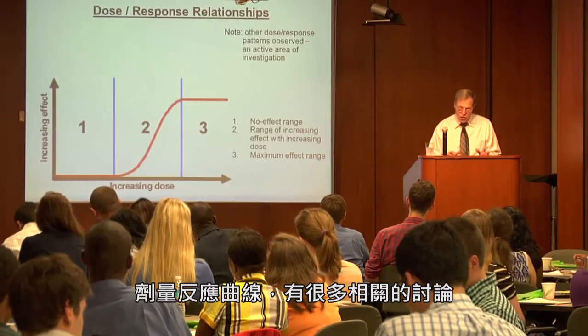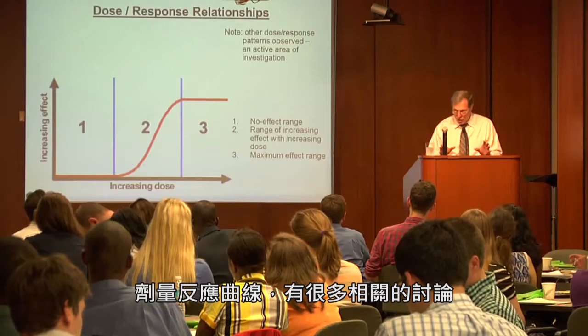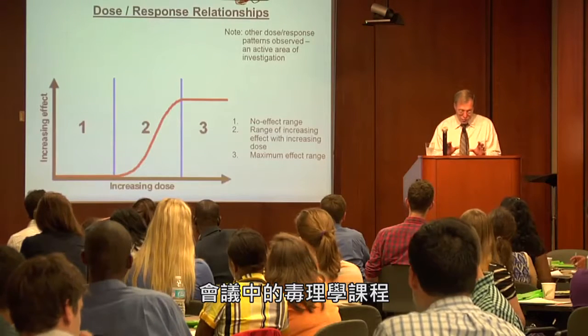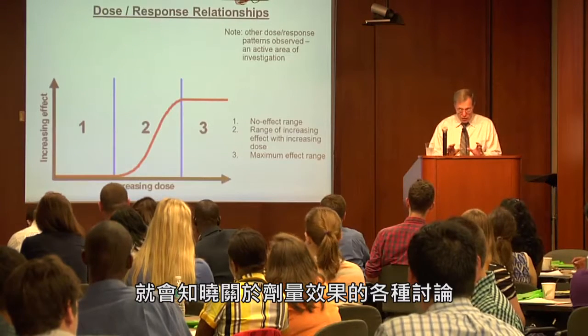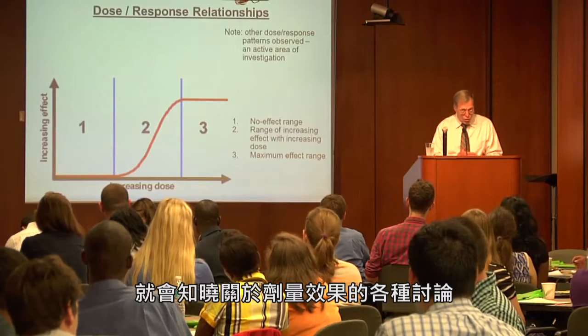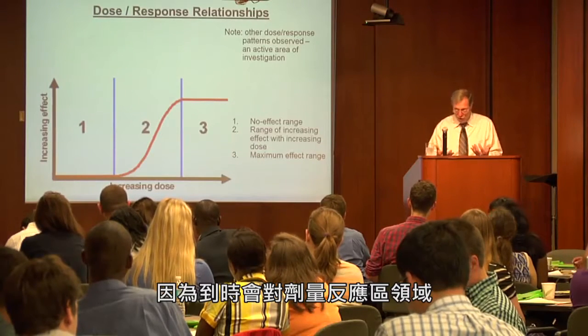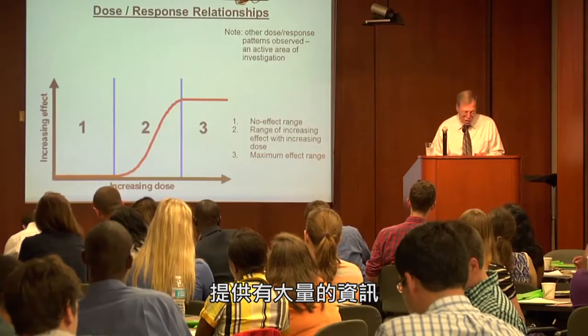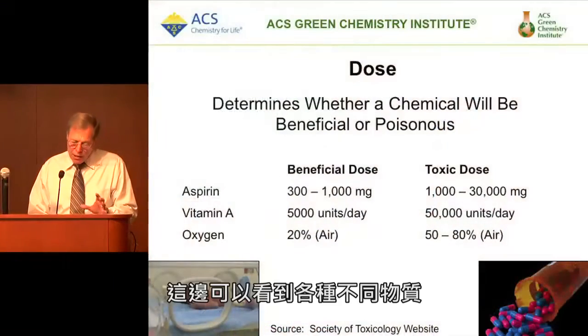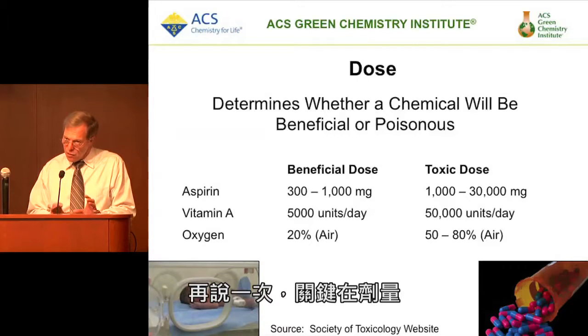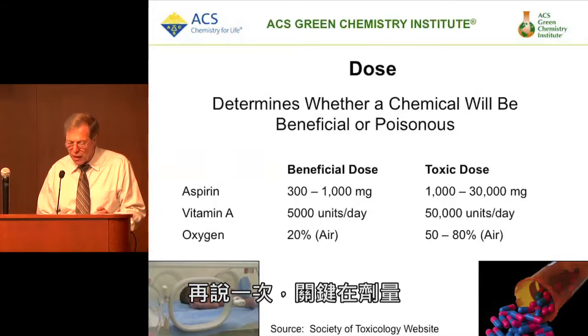There's a lot of discussion around dose-response curves. If you attend the toxicology sections at the conference over the next couple of days, you'll see a lot of discussion about low-dose effects, and I expect there'll be some charged discussion because there's a lot of information unfolding within that dose-response area. Here you can see the differentiation between a beneficial dose and a toxic dose for a number of different substances. So once again, that notion of dose making the poison.